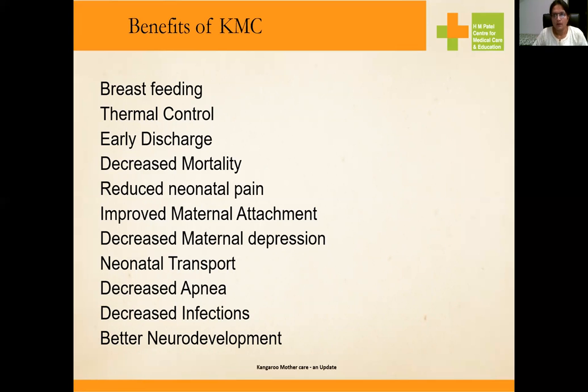It also helps with the temperature control of the baby. If we give kangaroo mother care to small preterm low birth weight babies, those babies can be discharged home early because they have very good growth. The weight, head circumference and the height of the babies improve faster when we give kangaroo mother care to the baby from birth. It also reduces pain in the newborn baby and improves the attachment between mother and baby.